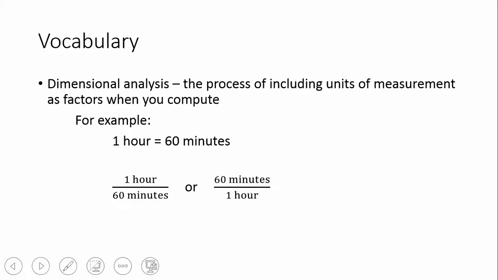So the vocab term I want you to learn today is dimensional analysis, and it sounds really fancy, but it's really just the process of including units of measurement as factors when you compute. For example, if an hour equals 60 minutes, we can set up the conversion factor 1 hour over 60 minutes or 60 minutes over 1 hour. This is like a rate, and since those two things are equivalent, we'll use them when we're computing.